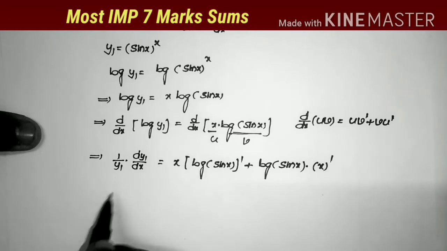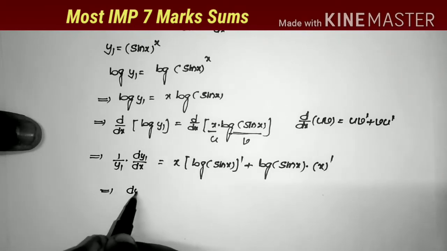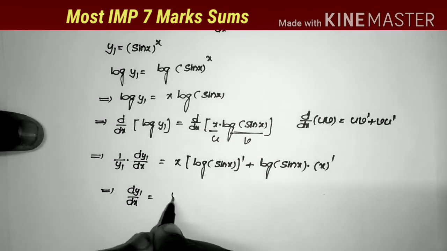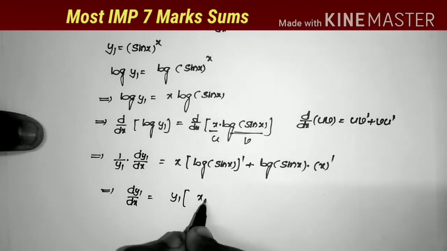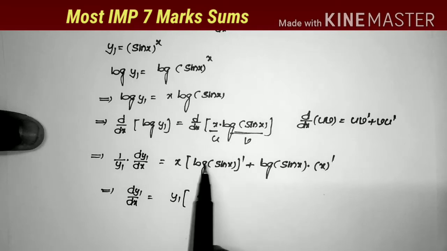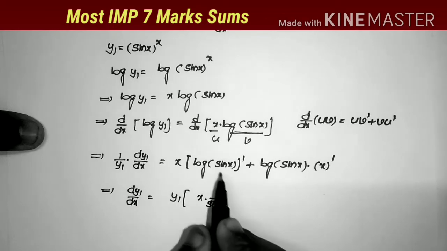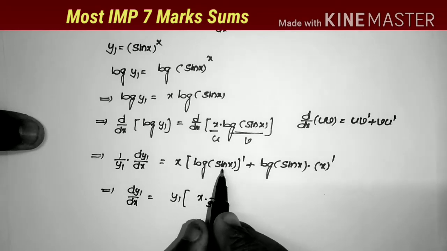So which implies dy1 by dx is equal to, now writing this y1 to this side, so this is y1 into x into, now this is log x form. What is log x derivative? 1 by sin x. Log x, 1 by sin x. What is x here? x is equal to sin x.